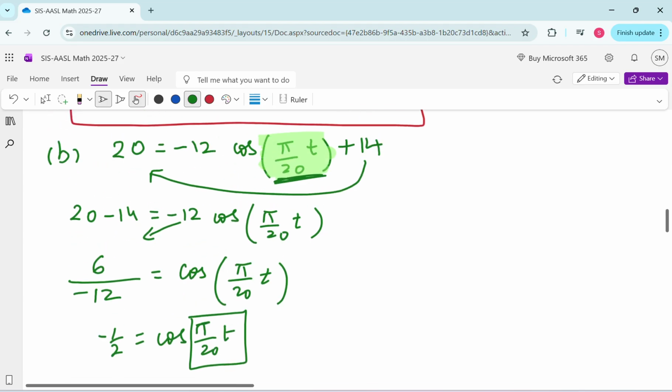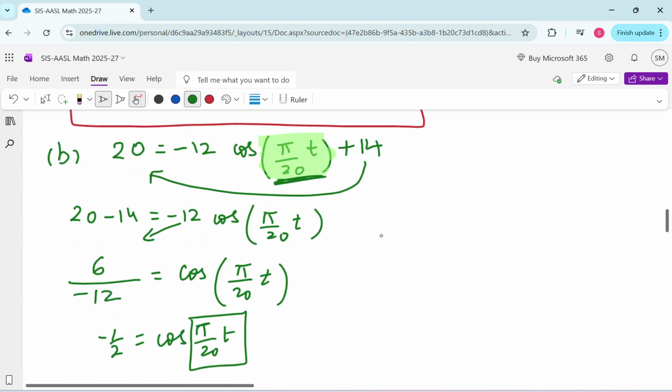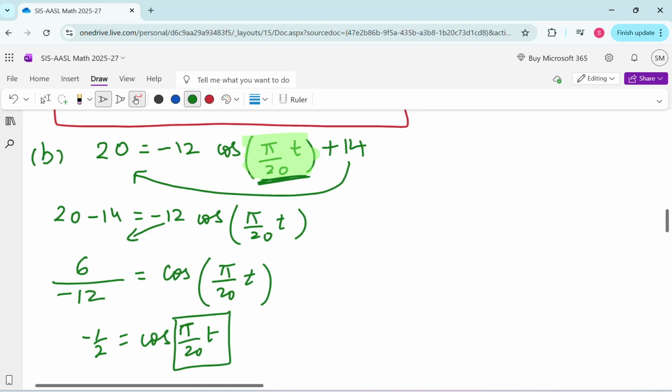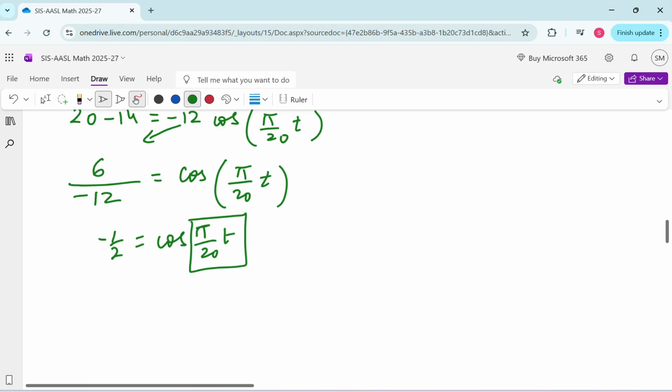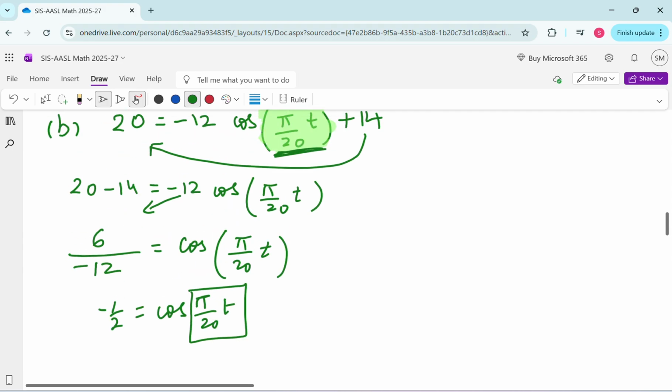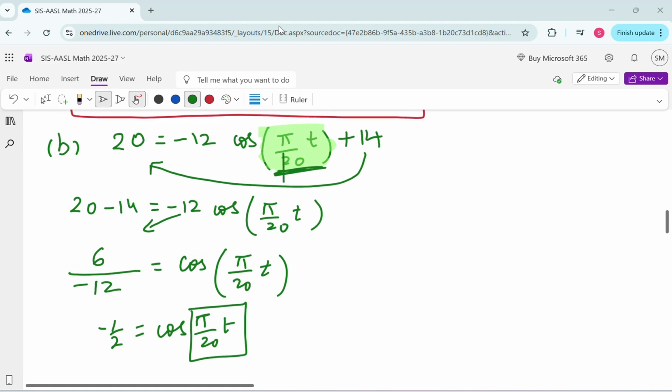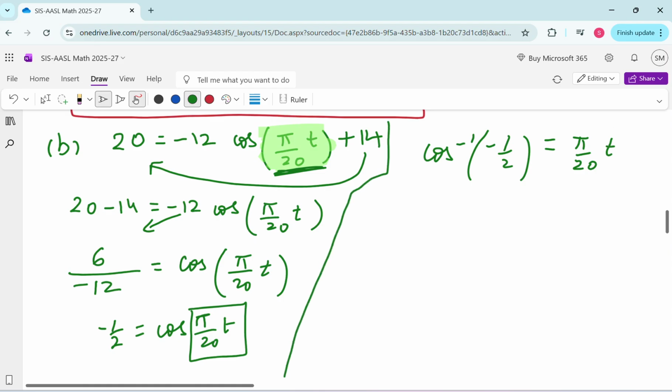I'm going to now shift the cos there. So if I shift cos on the other side, I'm going to get cos inverse of negative half is equal to pi by 20t. All right. Now cos inverse negative half should be easy to find, because these are the angles you are expected to remember.